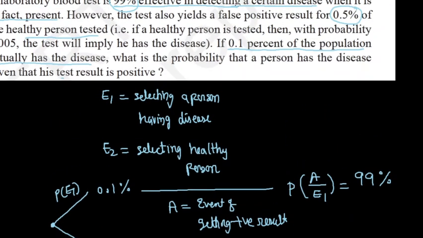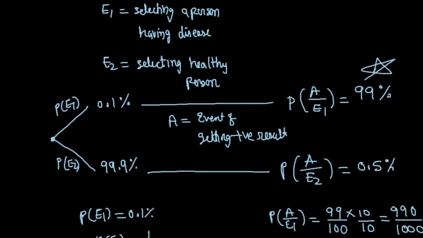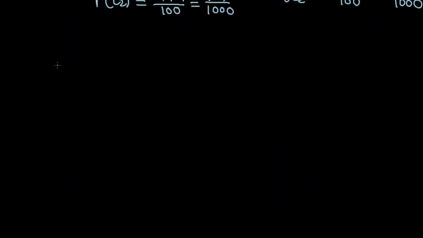What is actually being asked in the question? What is the probability that the person has the disease given that his result is positive? So he is asking, the result is positive, the person having the disease. So E1 by A is being asked. E1 by A means the probability of a diseased person who tested positive.